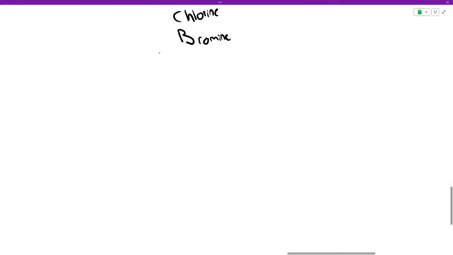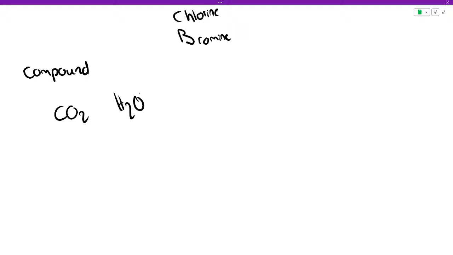That's elements. Anything you find on the periodic table is an element. Then compound. Simple, two or more elements. For example, carbon dioxide, water, glucose, etc., etc. Multiple kinds of elements, they bonded chemically.